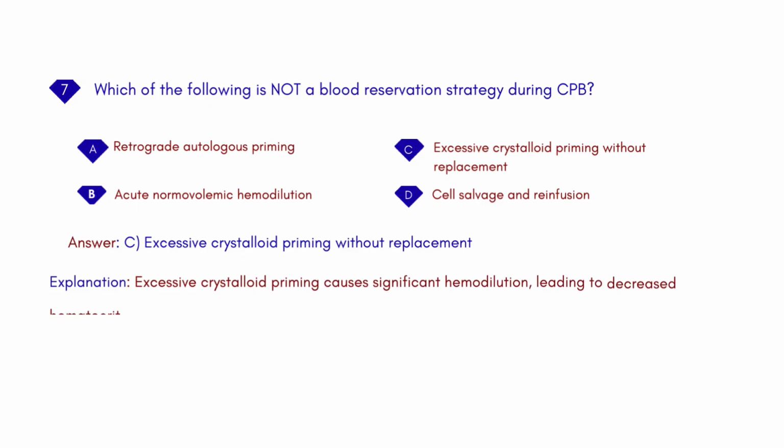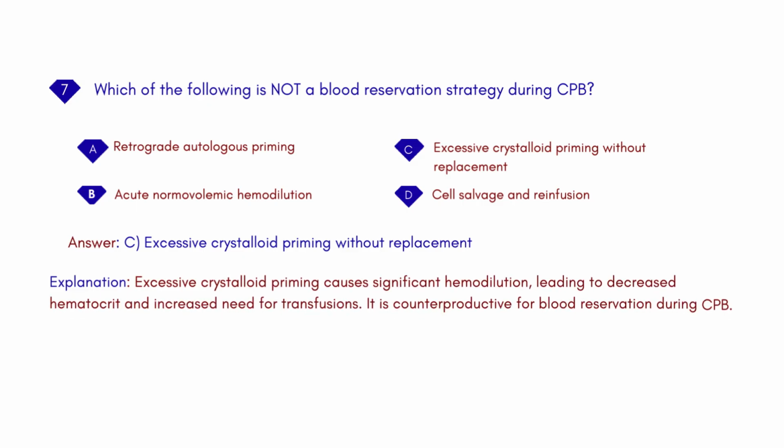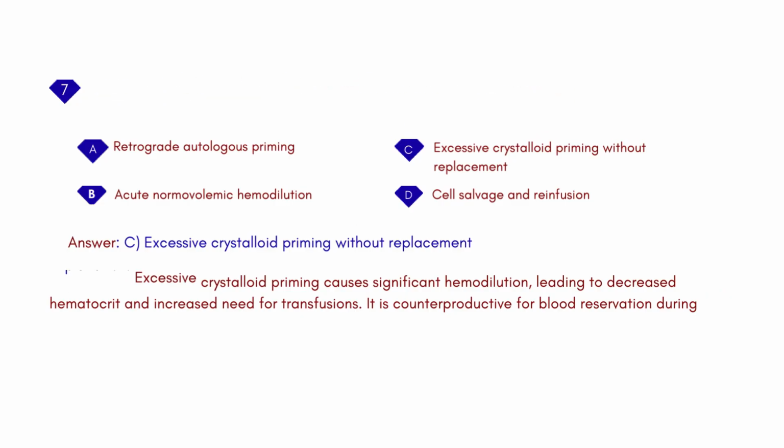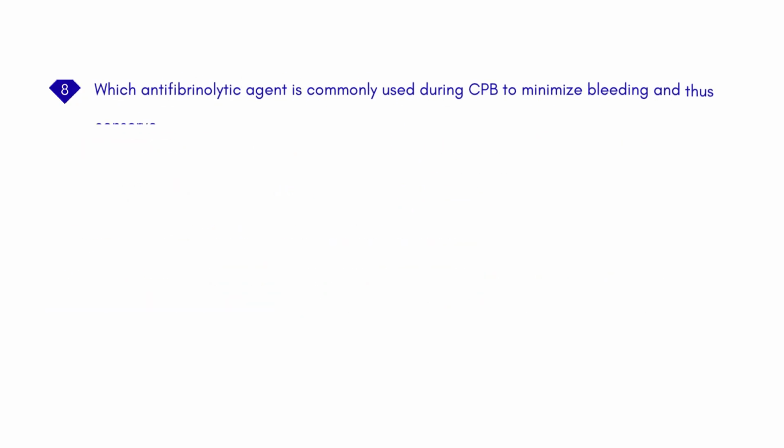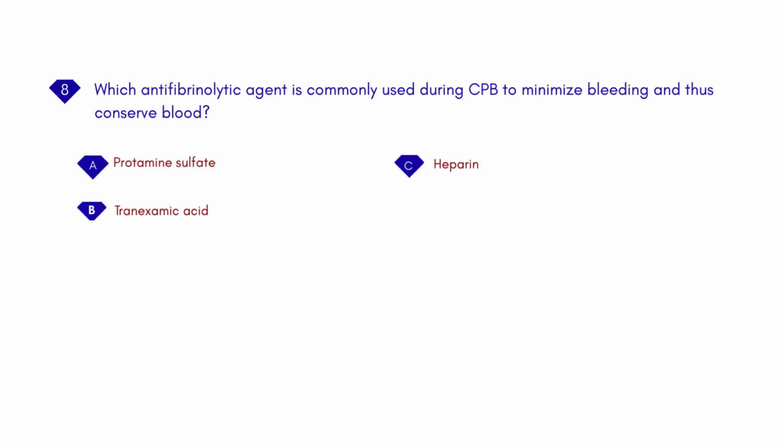Explanation: excessive crystalloid priming causes significant hemodilution, leading to decreased hematocrit and increased need for transfusions. It is counterproductive for blood reservation during CPB. Which antifibrinolytic agent is commonly used during CPB to minimize bleeding and thus conserve blood? A. Protamine sulfate. B. Tranexamic acid. C. Heparin. D. Sodium citrate. Answer: B. Tranexamic acid.